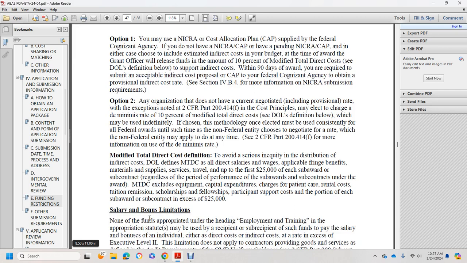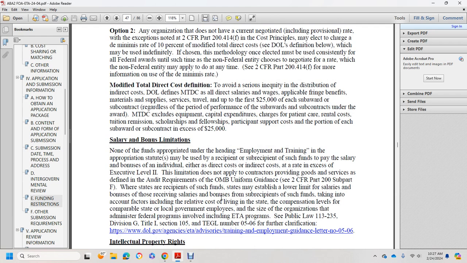Modified total direct cost definition. To avoid serious inaccuracy in the distribution of indirect and direct costs, the Department of Labor defines modified total direct cost as all direct salaries, wages, applicable fringe benefits, materials, supplies, services, travel, and up to the first $25,000 of each sub-award or subcontract, regardless of the period of performance, under the award. Modified total direct cost excludes equipment and capital expenditures, charges for patient care, rental costs, tuition and remission, scholarships and fellowships, participant support costs, and the portion of each sub-award or subcontract in excess of $25,000.